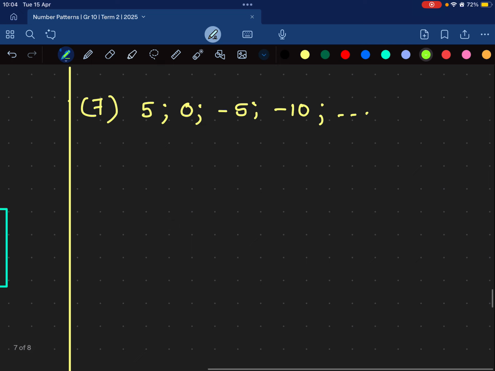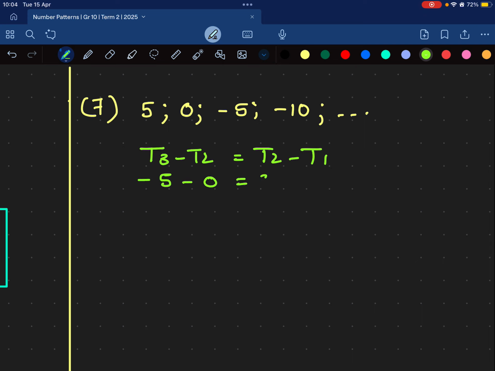Okay, then number 7. Okay, so you can see T3 minus T2 must equal T2 minus T1. So we can see that negative 5 minus 0 is equal to 0 minus 5. So then negative 5 is equal to negative 5.